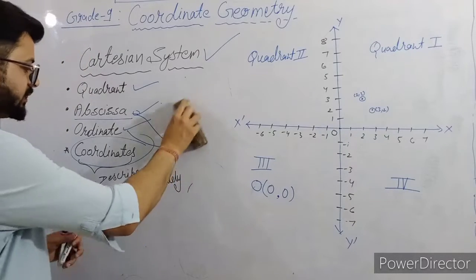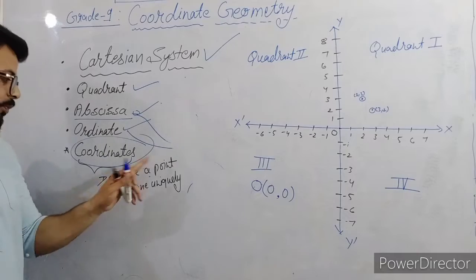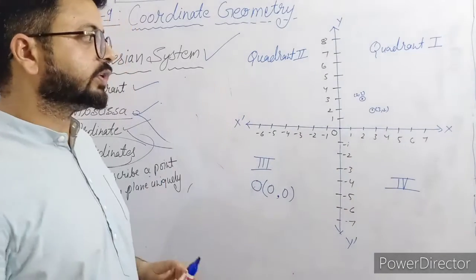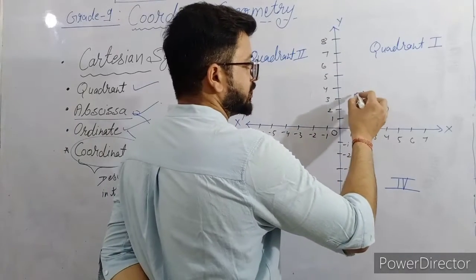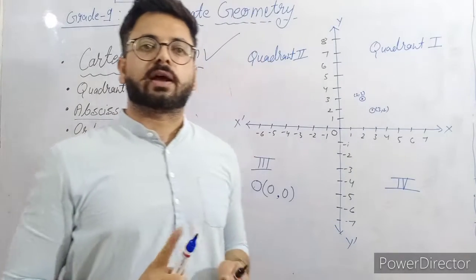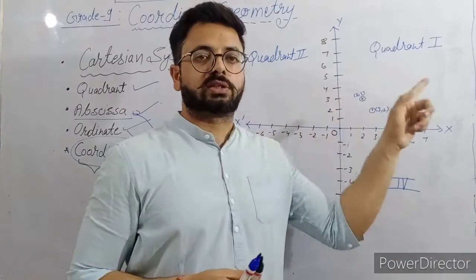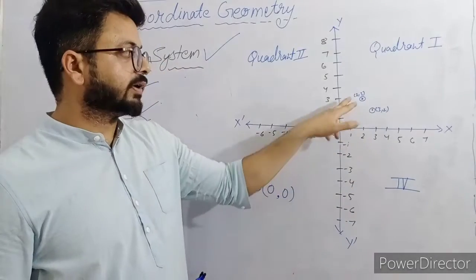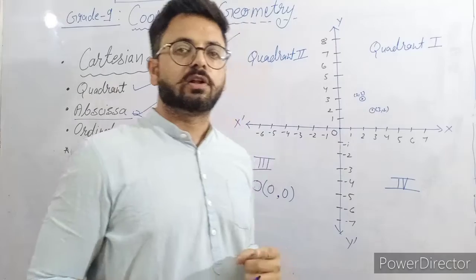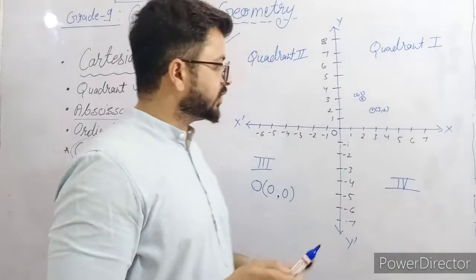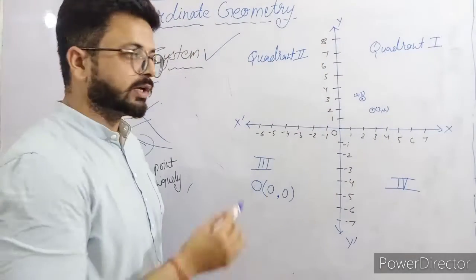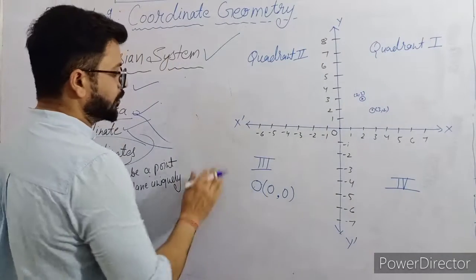So what is coordinate? Coordinates describe a point in the plane uniquely. Plane means this Cartesian plane, and uniquely means that one and only one point will exist on the plane for 2, 3. You will not find any other point at 2, 3. Now can you tell me in which quadrant 2, 3 and 3, 2 lie? In the first quadrant.